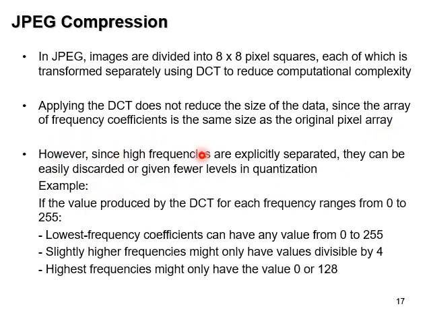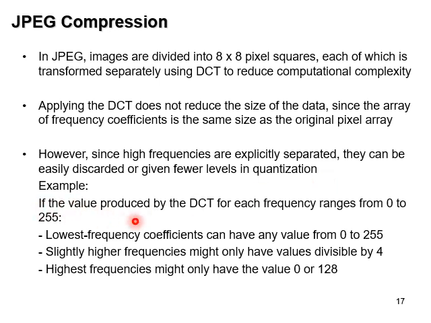So since high frequencies are explicitly separated, we can identify them in the DCT, as I said, in the bottom right corner, or in the right and the bottom areas of the domain, then they can be easily discarded or given fewer levels in quantization. And this last thing is what is used in JPEG. So we are not aiming to completely eliminate the high frequencies. You cannot do that, because now the edges might be completely gone and you don't want to destroy the image that much. Okay, but this is what we do.